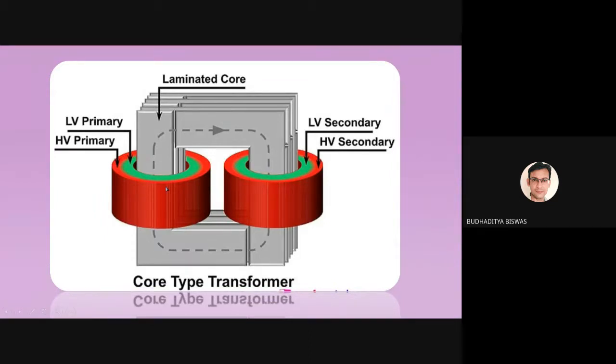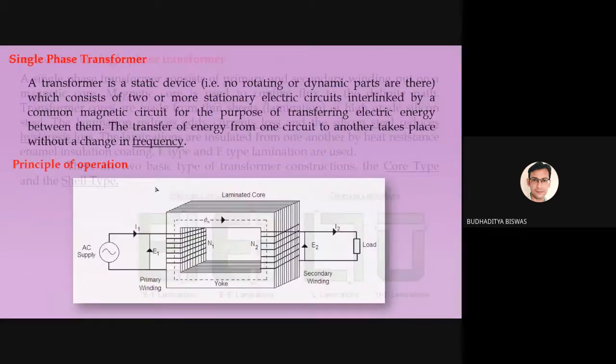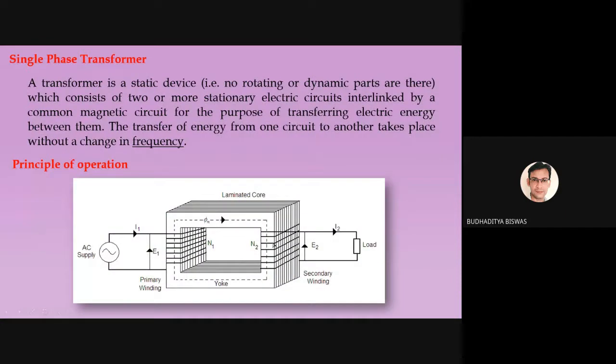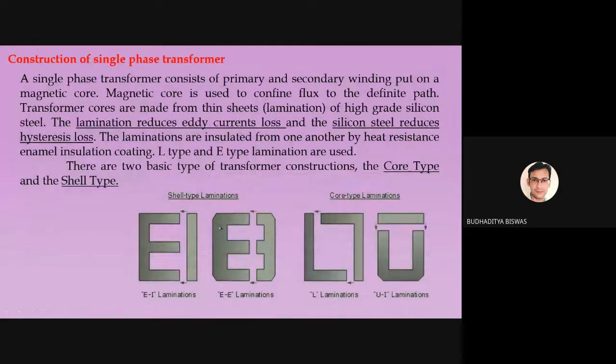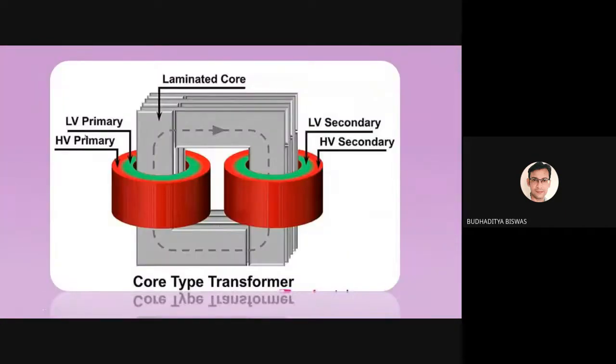But the windings are not placed in the ideal way shown here, with the primary winding on one side and the secondary winding on the other. Rather, the windings are placed like this. The low voltage winding is placed first around the core. Then on top of the low voltage winding, the high voltage winding, HV meaning high voltage, or the primary winding, is placed.